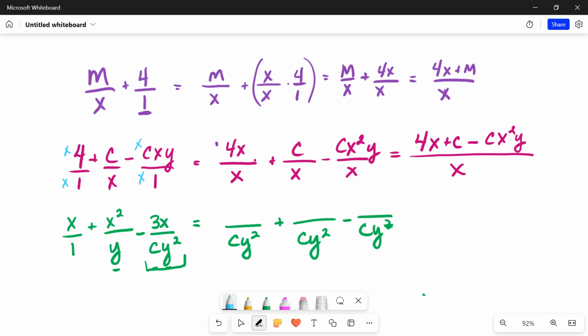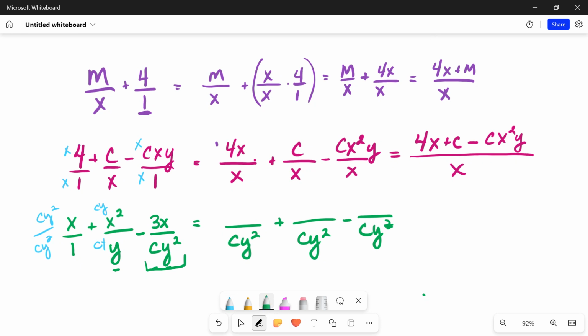All right, so let's think here on this first one. I've got a 1 in the bottom, so I'm going to have to multiply this by cy squared over cy squared, right? The second one already has a y, so I'm going to multiply it by cy. And then the third one's already good to go.